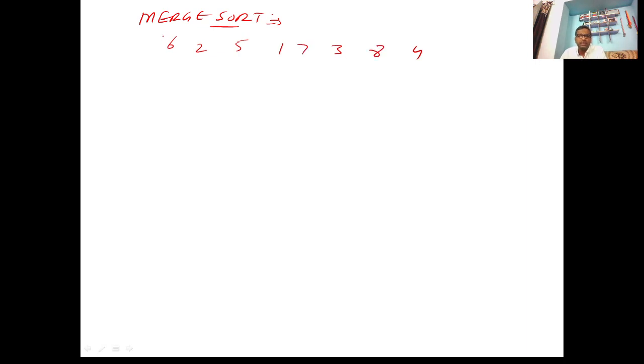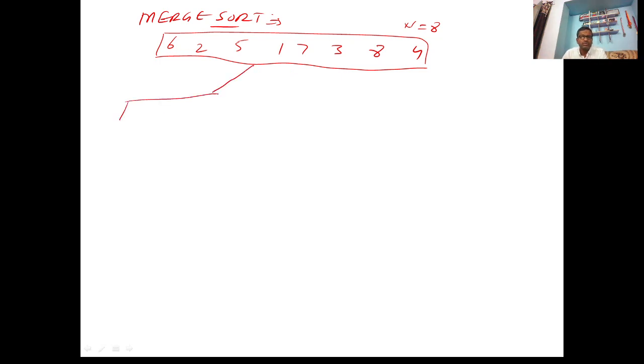So this is the list initially, randomly placed elements. We need to sort them. For this list, n is equal to 8, which denotes the number of elements present. Merge sort works by dividing this list into two halves. The first half contains the first four elements, the second half contains the second four elements.